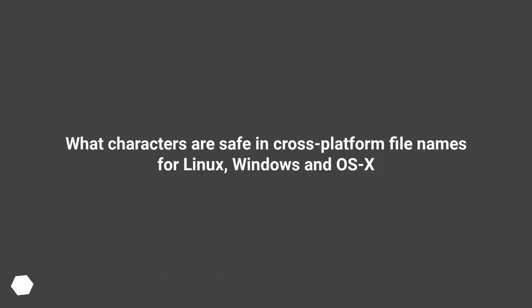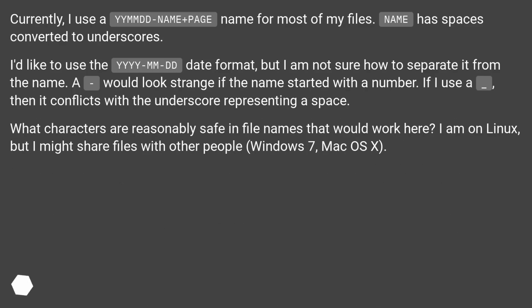What characters are safe in cross-platform file names for Linux, Windows and OS X? Currently, I use a YAML name plus page name for most of my files. Name has spaces converted to underscores. I'd like to use the YAML date format, but I am not sure how to separate it from the name.